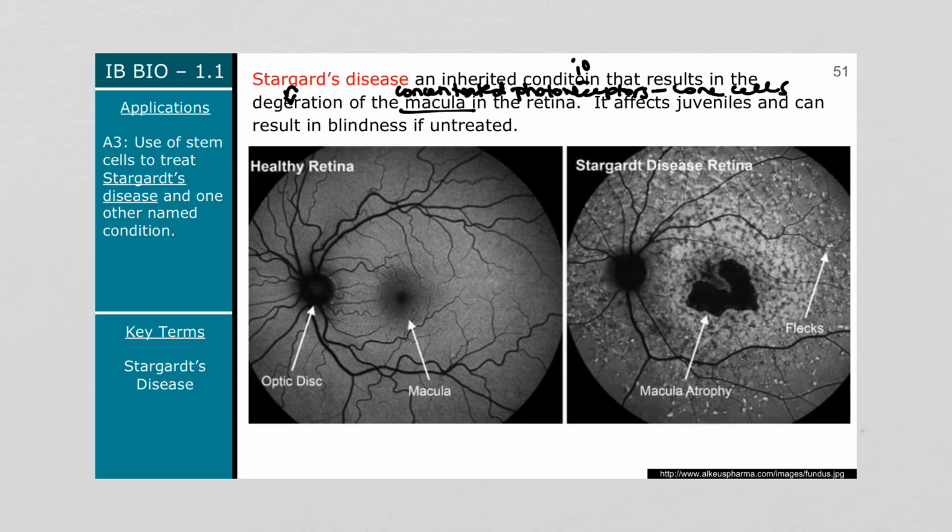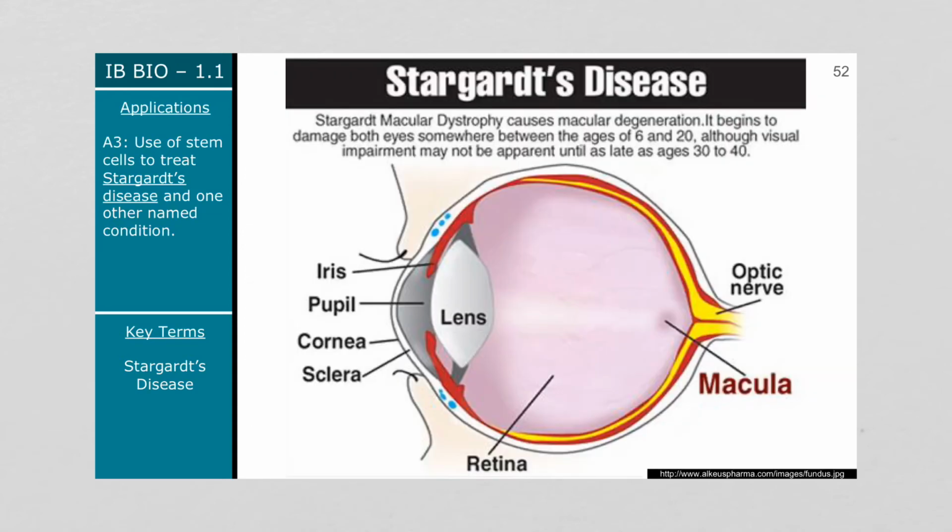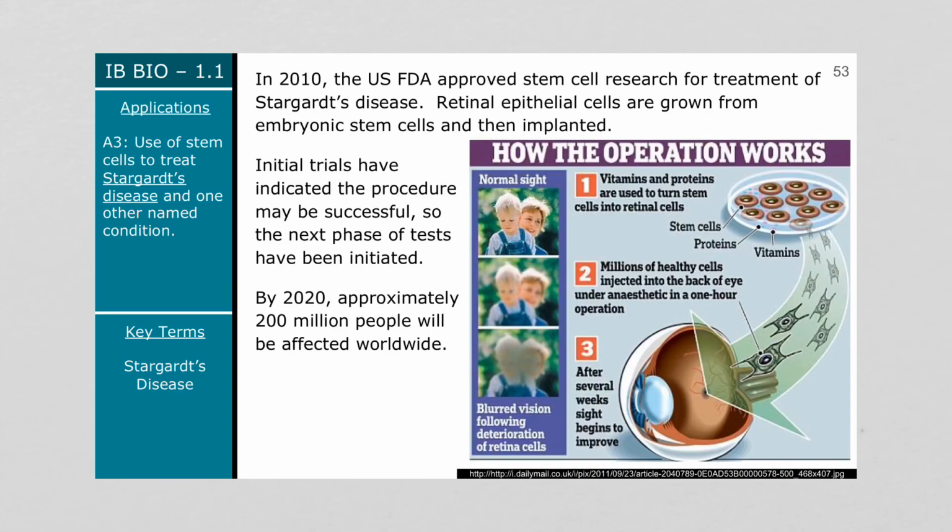This particular disease affects juveniles and can result in blindness if it is not treated. And interestingly, even though this disease affects juveniles, the impairment in vision may not be apparent until later in adult life. And this is how this treatment works.